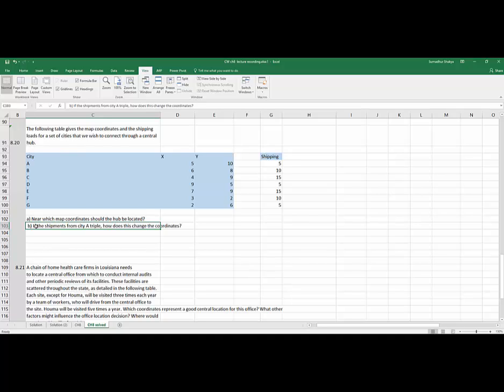Now we are also given the shipping loads going from each of these locations. For city A, we have a shipping load of 5. For, let's say, city C, which is located at x coordinate of 4 and y coordinate of 9, the shipping volume is 15. So we want to find out the best place to locate our central hub, such that it takes care of all the locations it can serve, which is A through G.